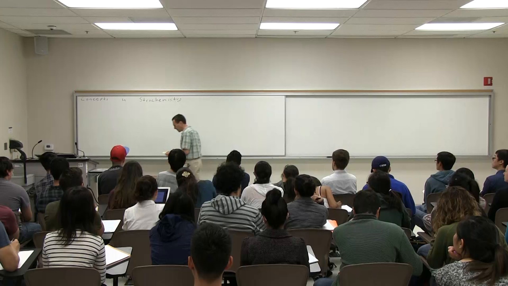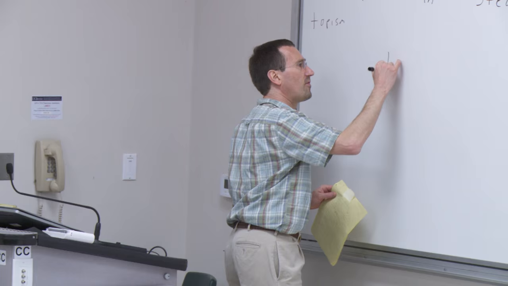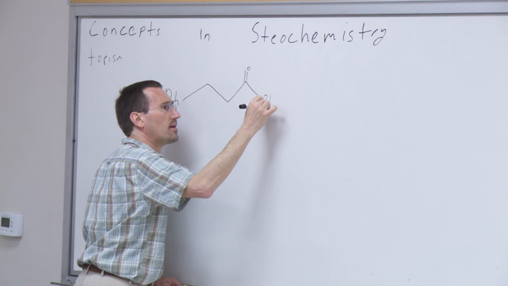So let me, by way of example, introduce this idea of topism, the idea that two different groups attached to a tetrahedral carbon can be the same or can be different in various ways. And so the molecule that I'll introduce for starters, I think it's a nice starting point, is the molecule phenylalanine. It's an amino acid, as I think many of you know. And I'll draw it out in a particular way.